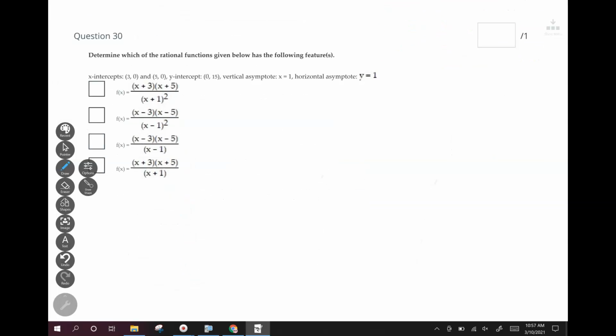Okay, and then this one is pretty similar to what we did on, I think it was number 2. So just your x-intercept, remember that's in the numerator. Y-intercept is where x equals 0. Vertical asymptote, you should have x minus 1 in the denominator for that. Horizontal asymptote at y equals 1 means your degrees must have been the same and the ratio of the coefficients should be 1.